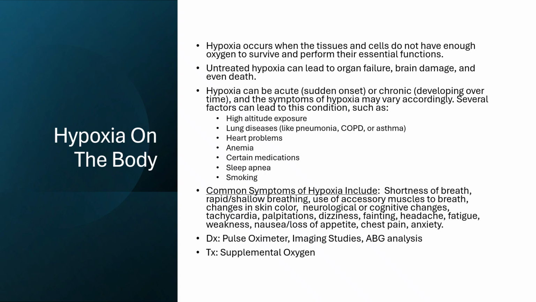Now, when I always give lectures on this to my nursing students, I always talk about how the first stop on the oxygen train is the brain. So one of the very first things that you're going to see if your patient is hypoxic, along with shortness of breath, along with rapid shallow breathing, accessory muscles, changes in the skin color. The patient's going to be tachycardic or maybe having palpitations.